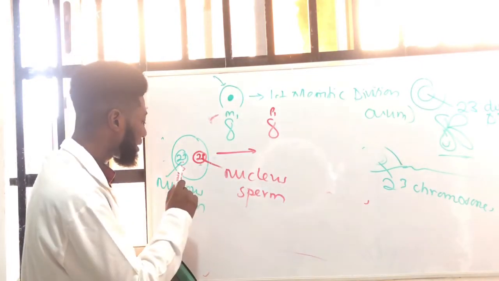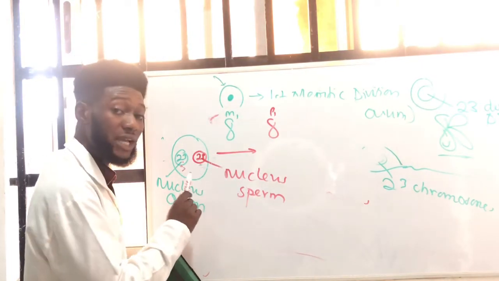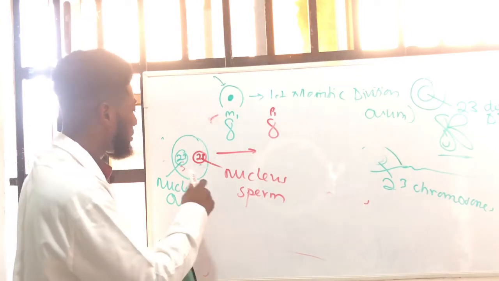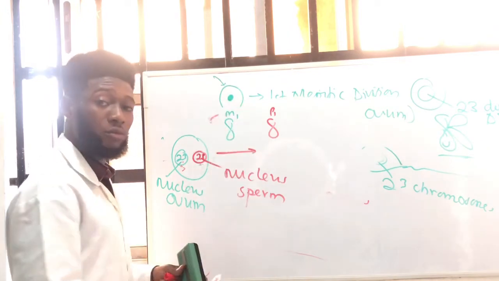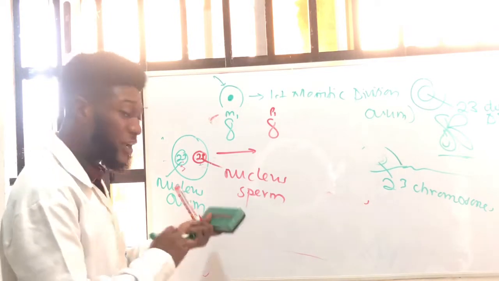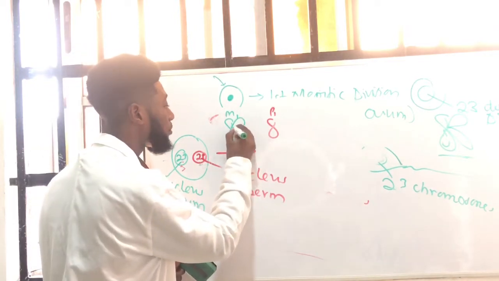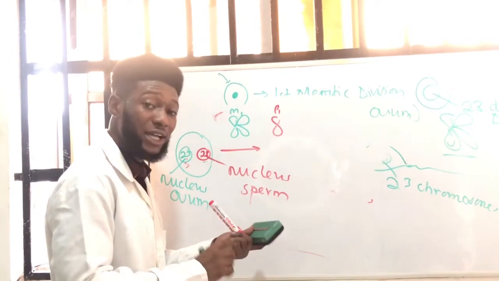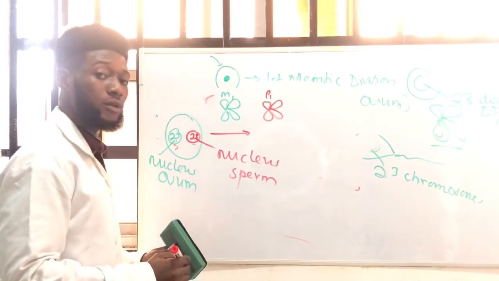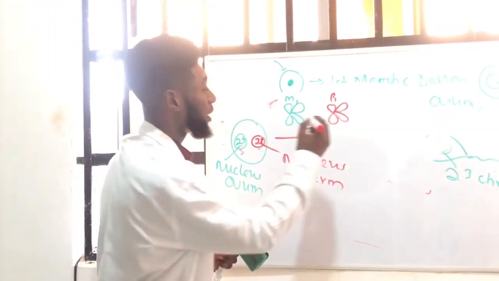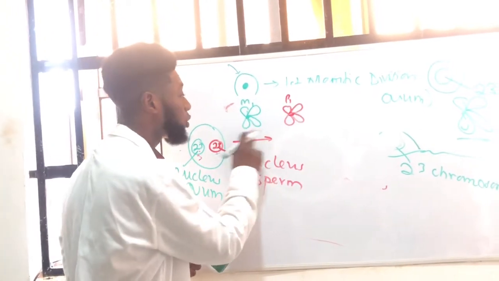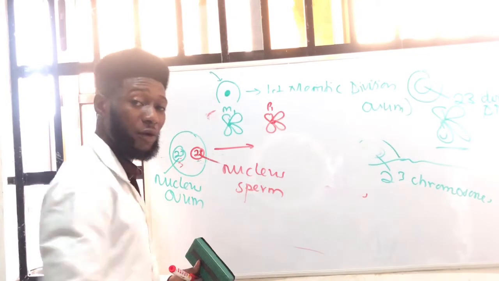And now, before the egg and the sperm nuclei meet, we must have double. We must double because they think about the future. Now the paternal chromosomes are also doubled. So how many chromosomes are here? How many chromosomes are here now?